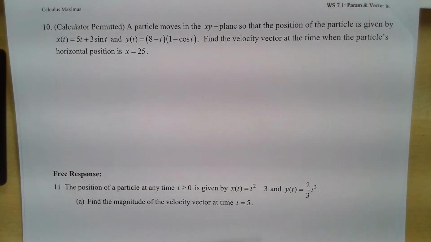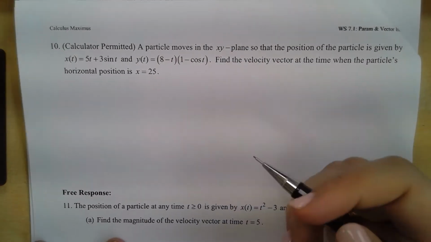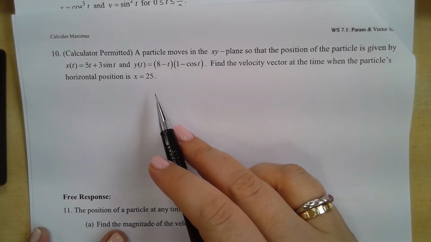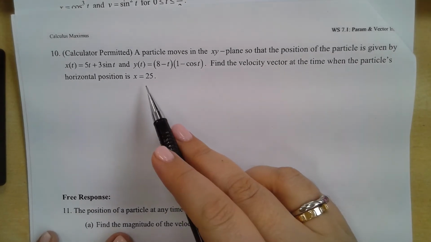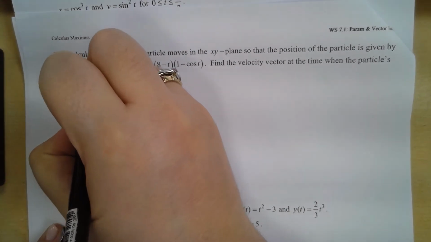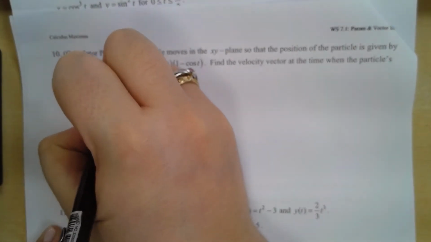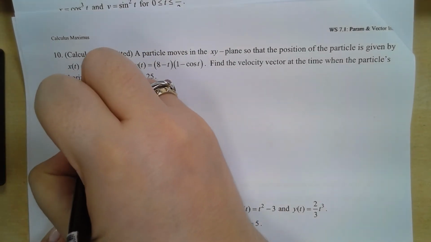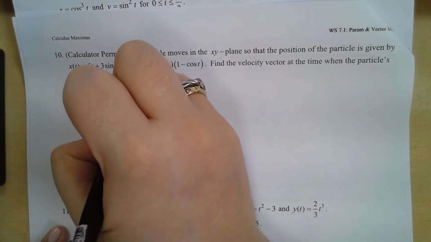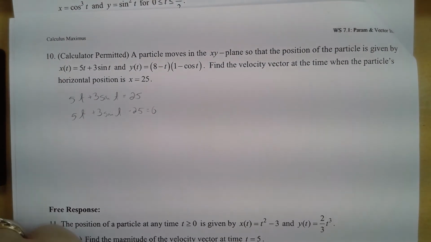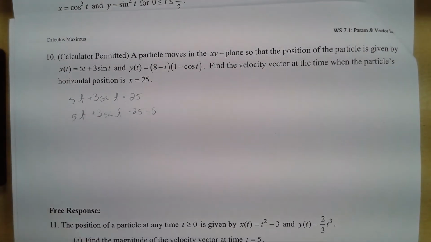Okay, well, the first thing that we're going to need to do is actually find out what time the horizontal position is at x equals 25. So I'm going to set 5t plus 3 sine t equal to 25. Therefore, 5t plus 3 sine t minus 25 is equal to 0. So now this is where our calculator comes in.